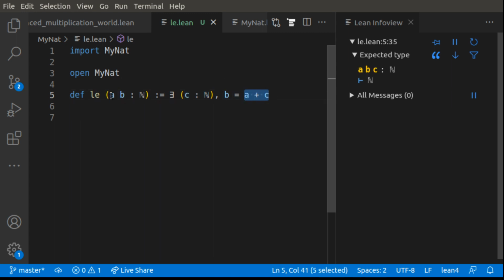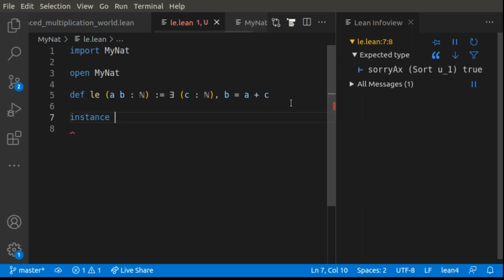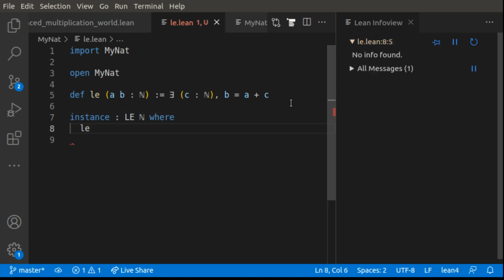So if a is 1, b is 2, then c is 1. If a is 2, b is 2, then c is 0. Notice that for natural numbers we don't have negative numbers, so we can't have a be bigger than b. And now we're going to have our instance less than or equal to for our natural numbers, where less than or equal to is defined to be the LE we just defined.